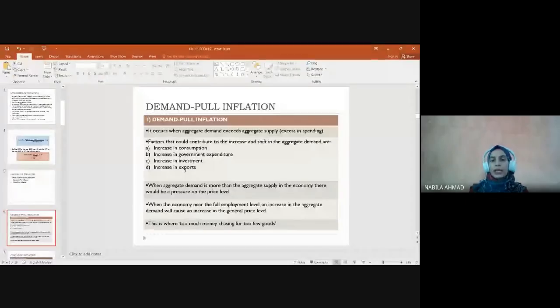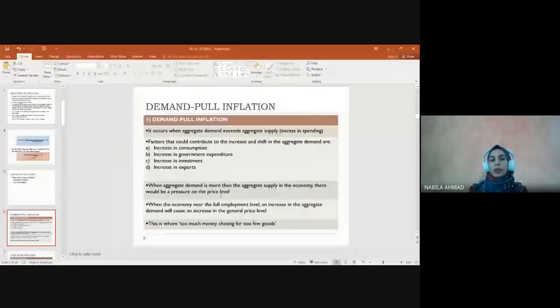So when aggregate demand more than aggregate supply, there would be pressure on the price. When the economy near the full employment level, increase in aggregate demand will cause increase in general price level. Yeah, this is where too much money chasing for too few goods. So ini adalah penyebab inflation, ya, di mana demand pull inflation tu lah, ya.